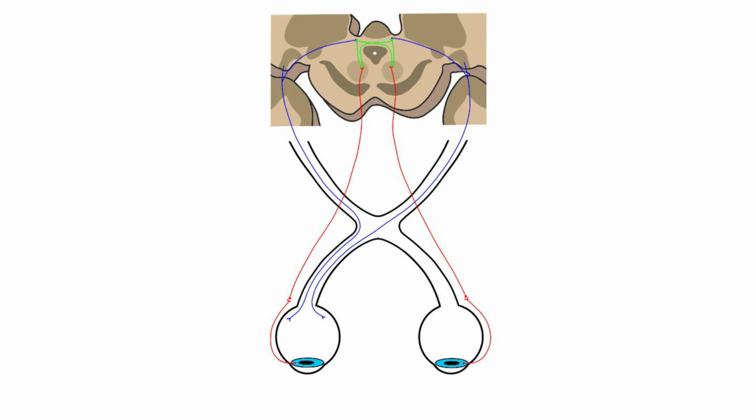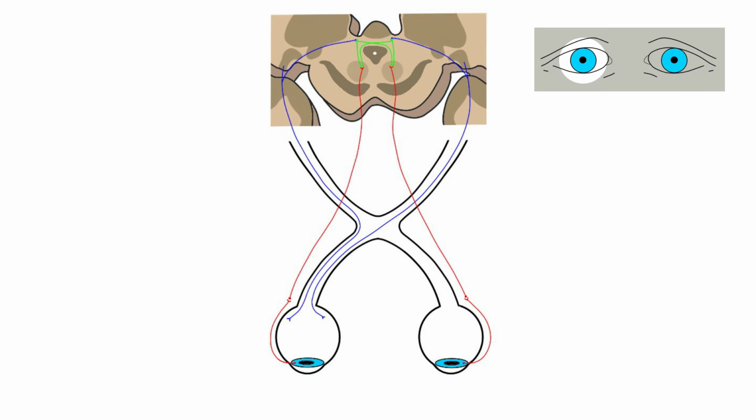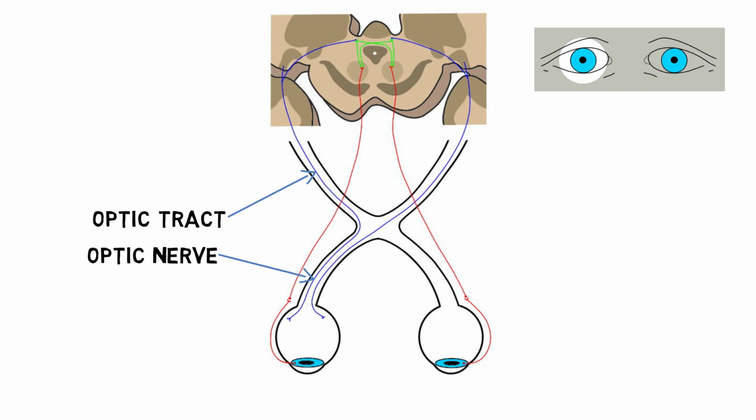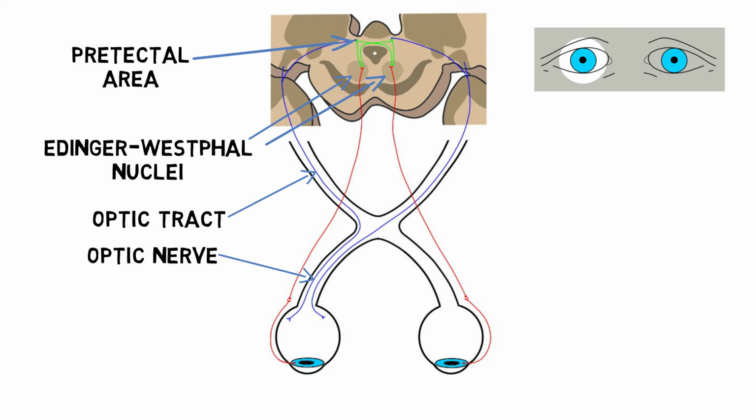The reflex begins when light enters the eye and causes stimulation of the optic nerve, which carries information about light from the retina. The optic nerve becomes the optic tract, and a subset of optic tract neurons project to the pretectal area in the brainstem, where they synapse on neurons that extend to nuclei called the Edinger-Westphal nuclei.